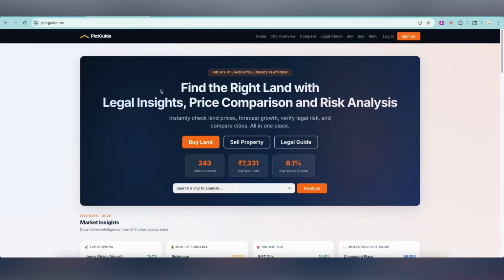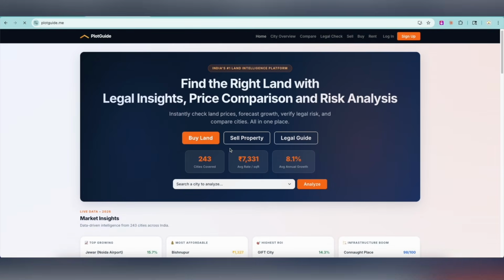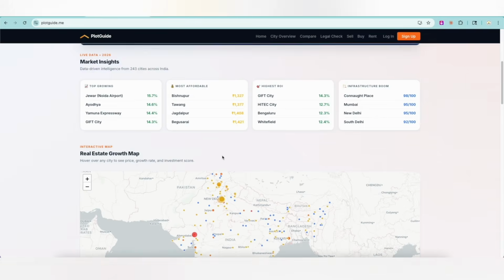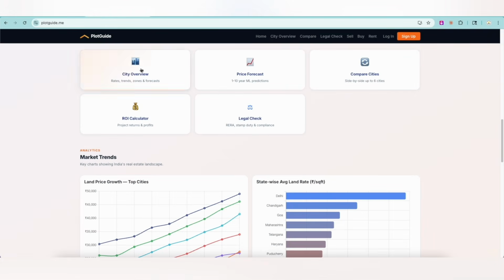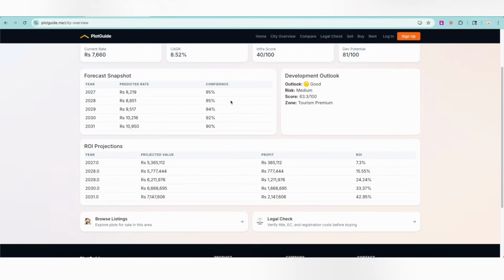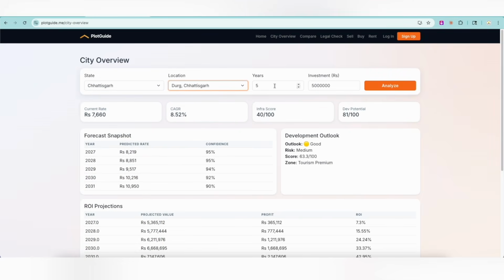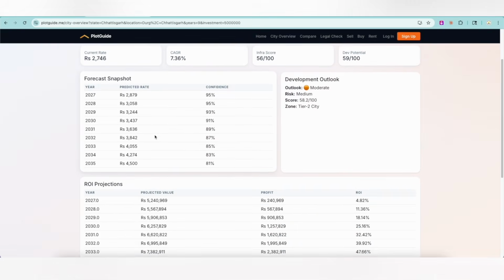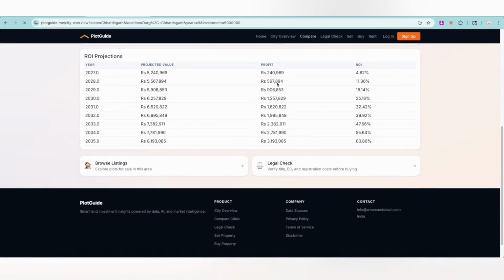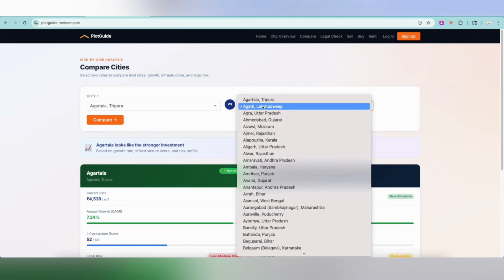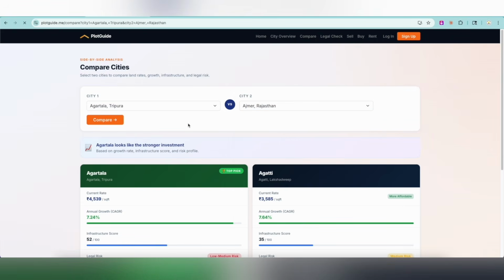Let me quickly show you what PlotGuide actually is, because understanding the app helps you understand the database decisions. PlotGuide is a real estate analyzer and marketplace built specifically for India. You can visit it right now at plotguide.me. It does three things. First, it is a data platform covering 243 Indian cities with live land prices, growth rates, infrastructure scores, and investment analysis. Cities like Jewar near Noida airport growing at 15.7% annually, Ayodhya at 14.6%, Bangalore at 12.3%. All structured relational data that needs to be stored and queried fast.